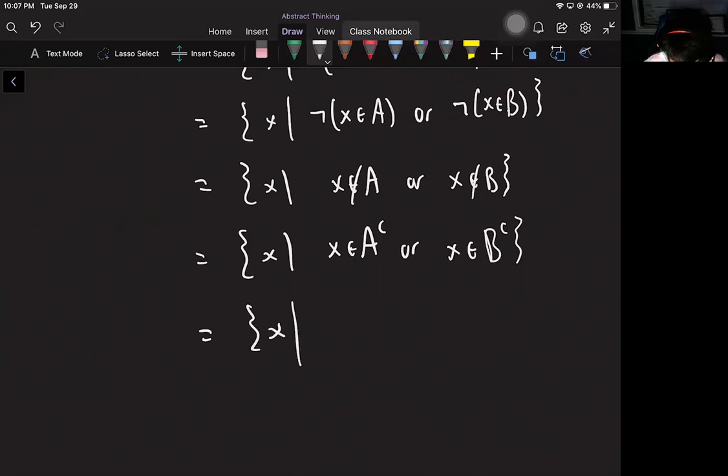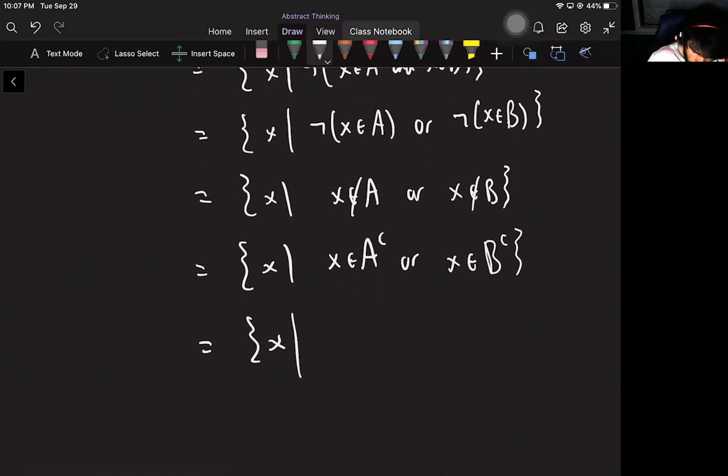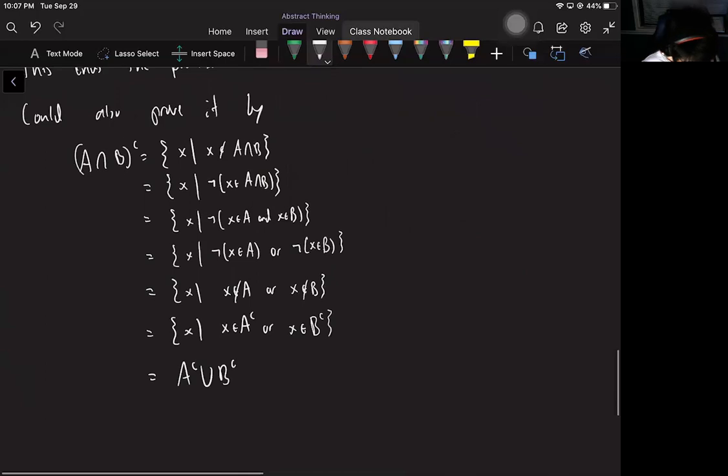So what does this mean? This is just saying that X is in A complement or B complement. That's just the set A complement union B complement. So this is perfectly acceptable as a proof too. Okay. And so set equality, you can often prove this way.